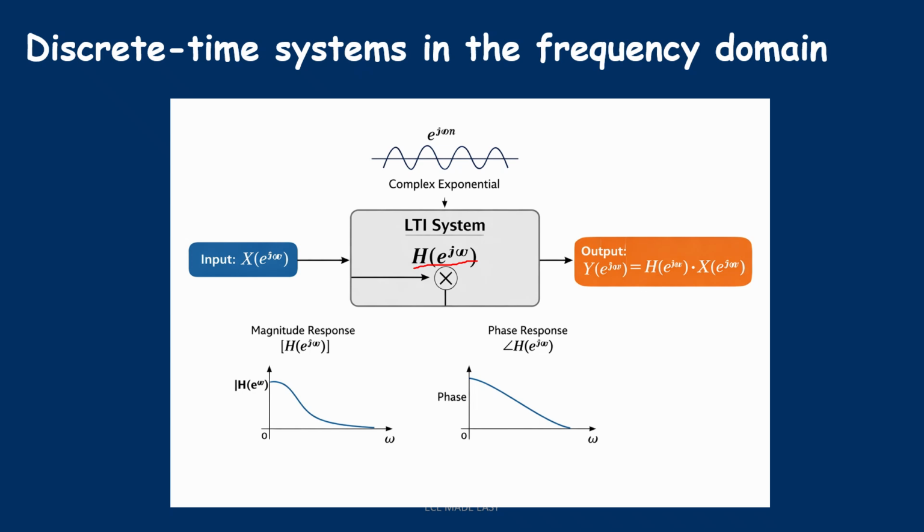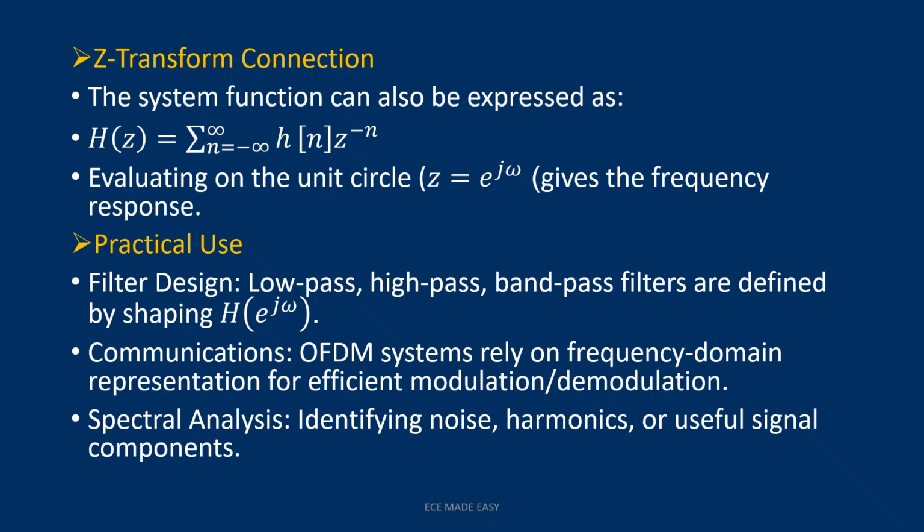Let us say the input in the frequency domain is given by X of e to the power j omega and the output is Y of e to the power j omega. So it has both a magnitude response and a phase response. When I draw mod of H of e to the power j omega versus omega, we call it a magnitude response, and the phase, that is angle of H of e to the power j omega versus omega, will give the phase response. So every system has its magnitude response and phase response.